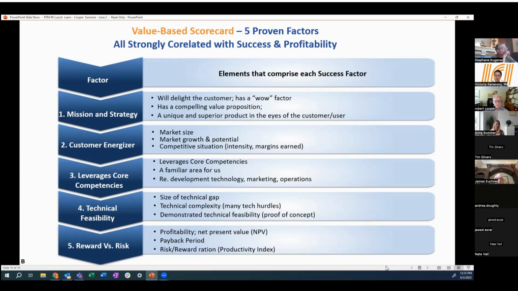Third one, does this project leverage our strengths? You've heard of the adage, always attack from strengths. Well, it's true. Projects that leverage your core competencies and knowledge and familiarity in areas such as marketing, sales, R&D, and manufacturing have a higher success rate. Golly gee whiz, if that's true, then that ought to be a factor in our scoring model.